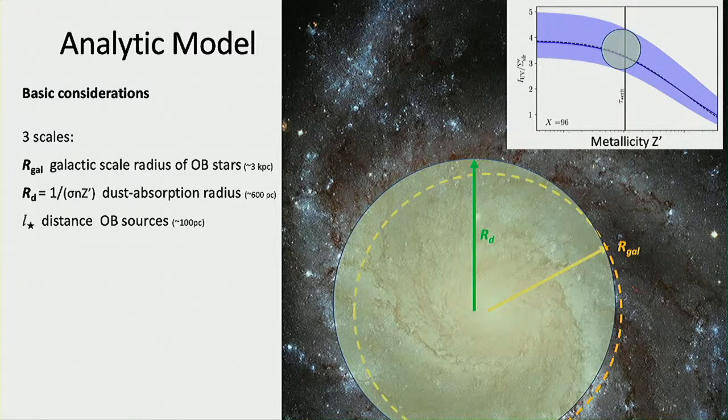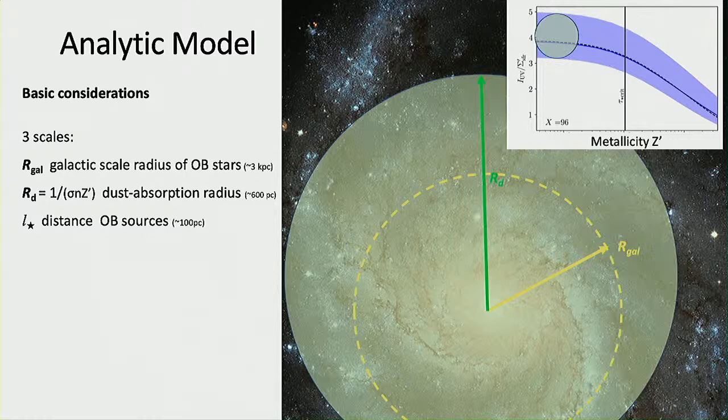And then finally, you reach a point where the entire disk becomes optically thin. You see all stars in the disk. The metallicity is very low, and then your UV radiation field saturates. You can't get any more than this. You just see all stars in the galaxy, and that's why the UV intensity saturates. This is a calculation from a numerical simulation we'll see in a second, but basically the idea is, can we get an analytic model to describe this behavior?